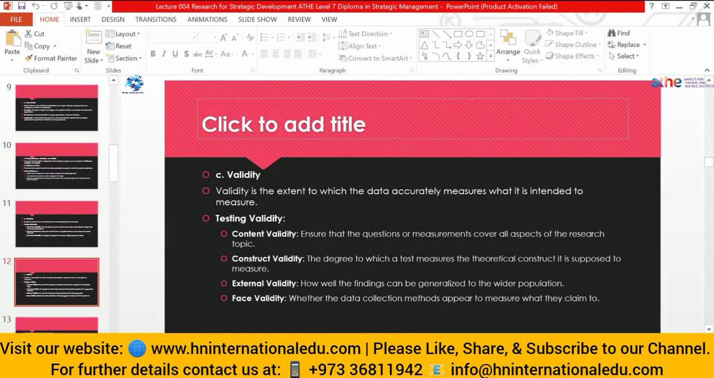Then we have validity. Validity is the extent to which the data accurately measures what it is intended to measure. That is the validation. Whatever the topic is, your work, your homework, your research should be accordingly to it. Testing validity. First, content validity. Ensure that the questions or the measurements cover all the aspects of the research topic. You should be very careful while selecting the topic and afterwards the questions, because the complete research depends on it. Construct validity. The degree to which a test measures the theoretical construct it is supposed to measure.